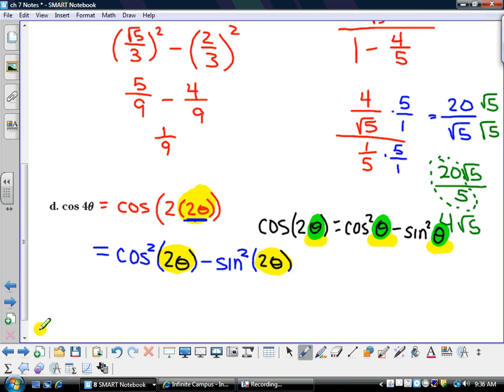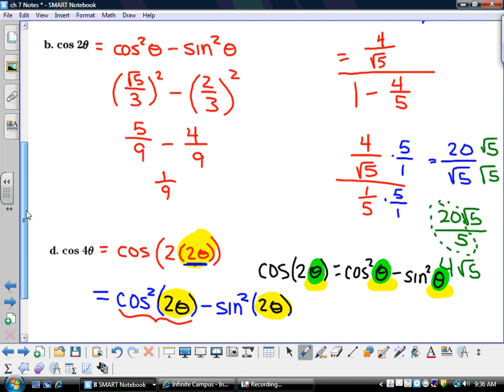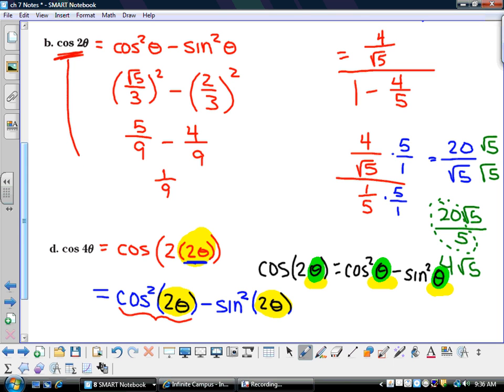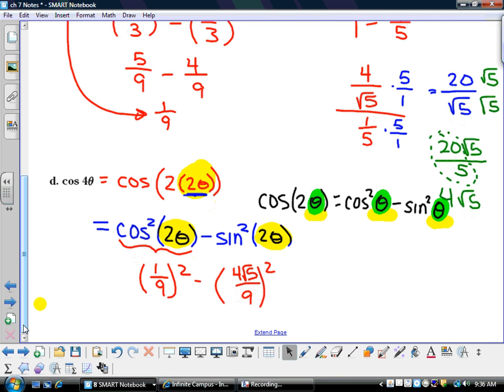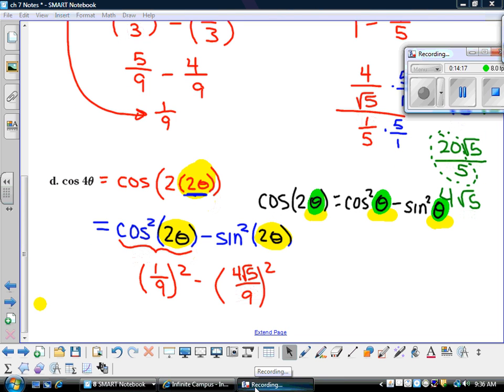Now this would be a really long process. I'd have to use the double angle formula for this again, but I already figured it out. I figured out that the cosine of 2 theta was 1/9 earlier in the problem. So I just need to do 1/9 squared. Minus the sine was 4 square root 5 over 9 squared. Square them both, multiply it out to finish that one, and then we'll do the half angle formulas in a minute.